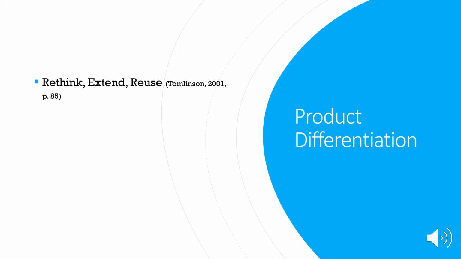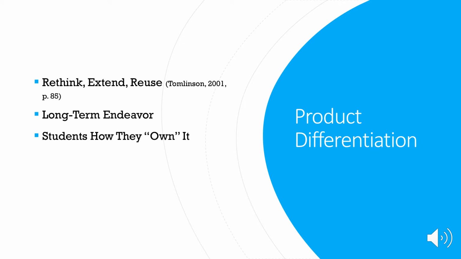Product assignments should help students rethink, extend, and reuse what they have learned over a long period of time. Product differentiation should be a long-term endeavor that demonstrates student higher order thinking and understanding. Products represent a student's extensive understanding and application of their knowledge. Product assignments not only allow students to demonstrate through a final product what they know and how they own it on a particular part of the curriculum, but they are also an excellent way for educators to assess the student's understanding, skill, and knowledge.